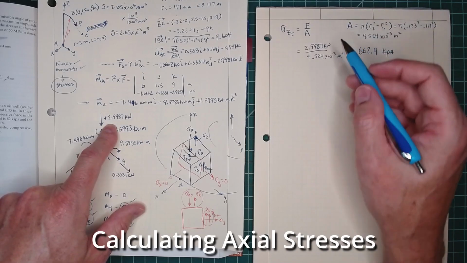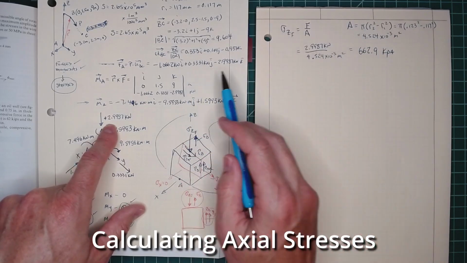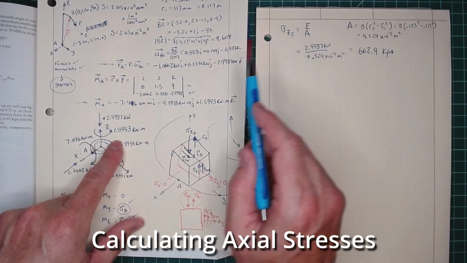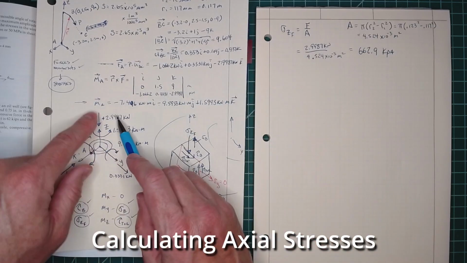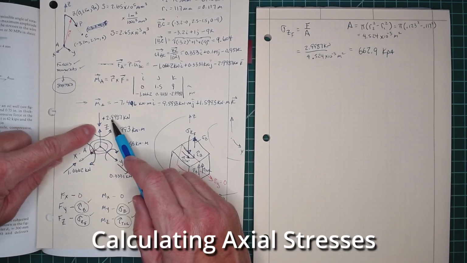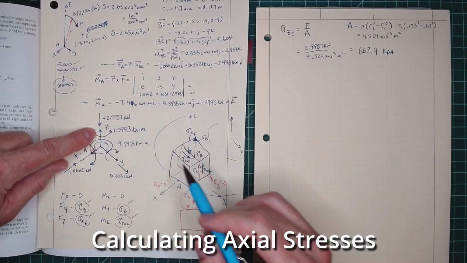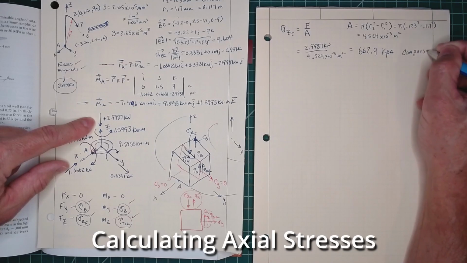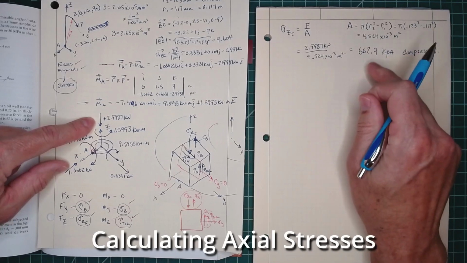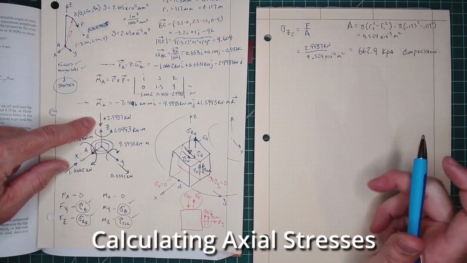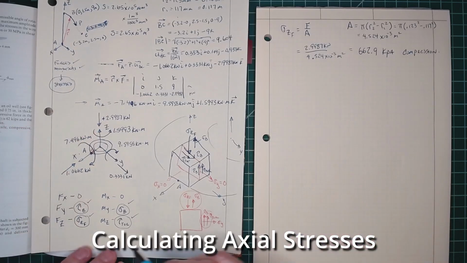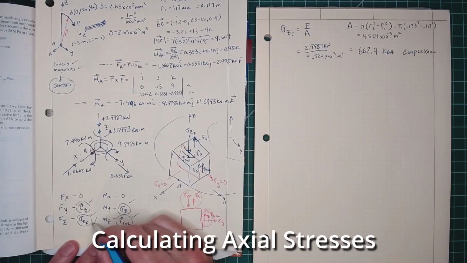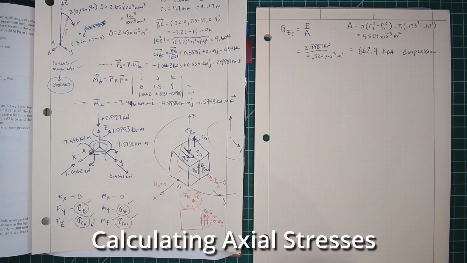Now, we need to watch here that I've converted these. This was really a negative force into a positive force with an arrow pushing down, which means that this is in compression. This is a compressive axial stress. So that takes care of this stress right here, sigma ZF.